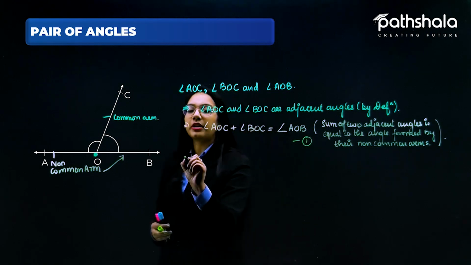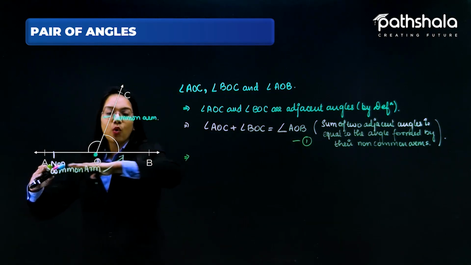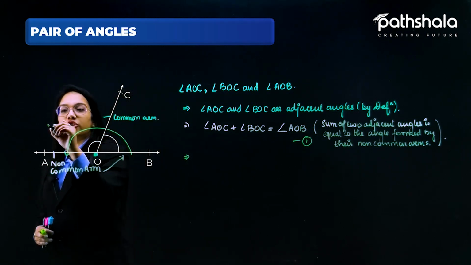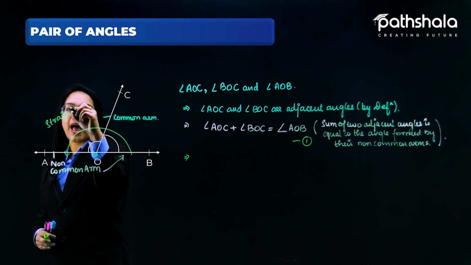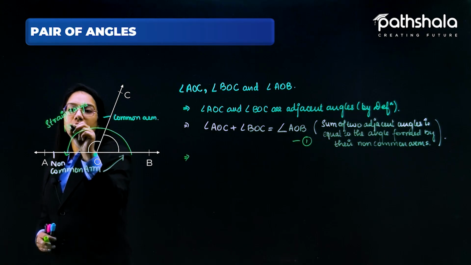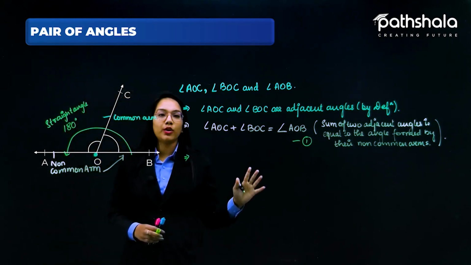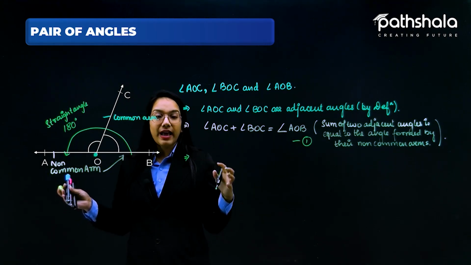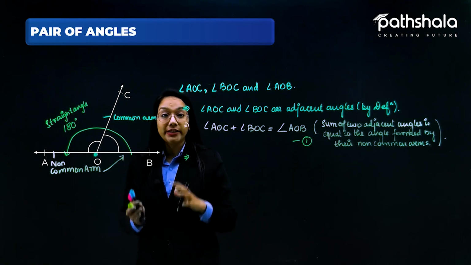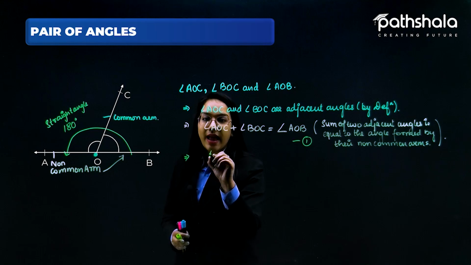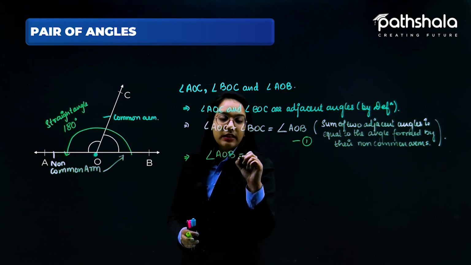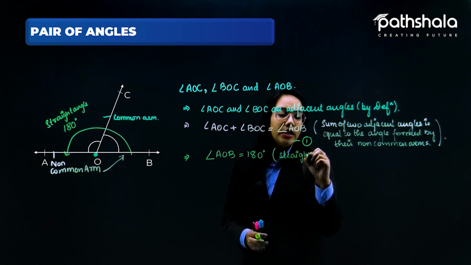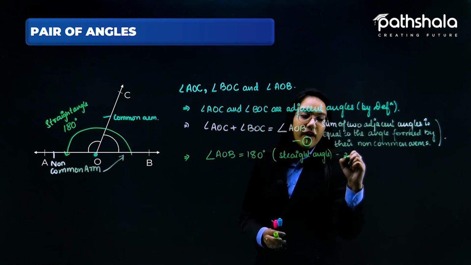Now again, we know that this AOB is forming what is called a straight angle, and the measure of a straight angle is 180 degrees. We already know this concept. So it implies that angle AOB is equal to 180 degrees, because it is a straight angle. Let us call this the second equation.